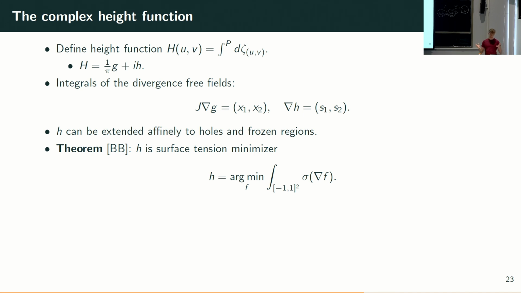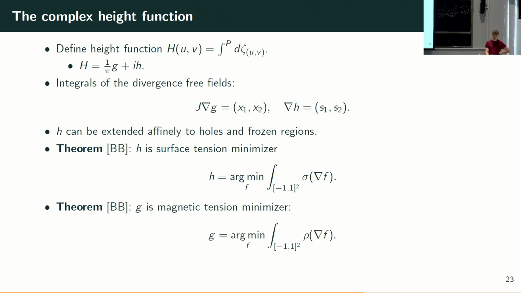And the surface tension is a convex function, so it's clear that this is unique. So this is indeed the function that we're looking for. Furthermore, this G that we introduced here is what we now call the magnetic tension minimizer. It minimizes the very same functional, but with the Ronkin function instead of the surface tension.